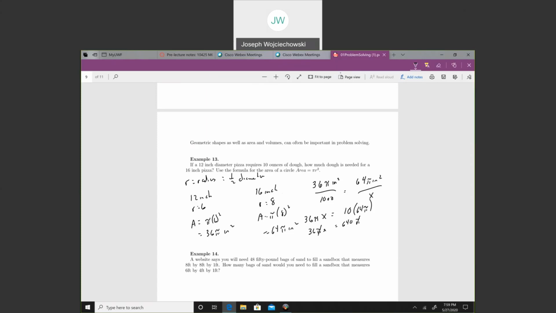So now I can divide both sides by 36, and I get x equals 640 divided by 36, which is 17.78 ounces, rounding to 2 decimal places.